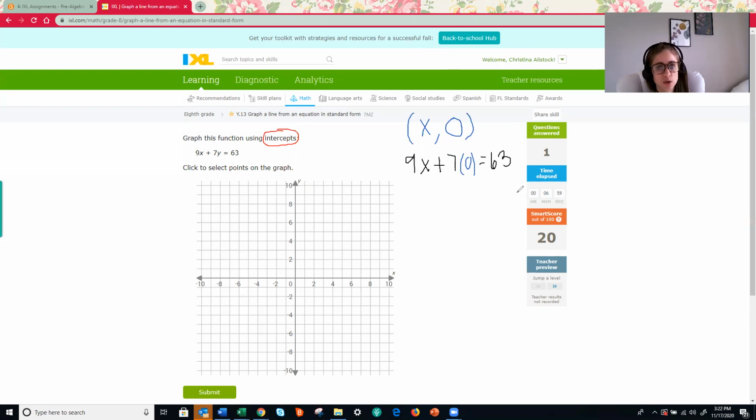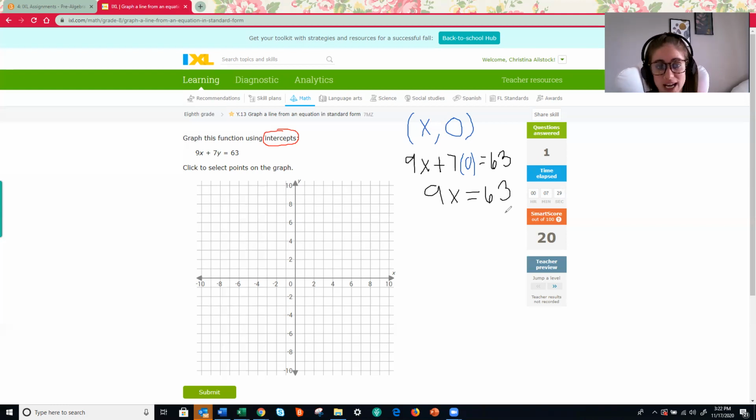So when I look at this equation, what's the first thing that I need to do? I need to simplify. We always want to simplify first. And in this case, I see I have 7 times 0. Well, what's 7 times 0? Love it. It's 0, which makes it super nice and easy. We have 9x equals 63. All right, let's keep going. Let's solve this equation. What's the next step?